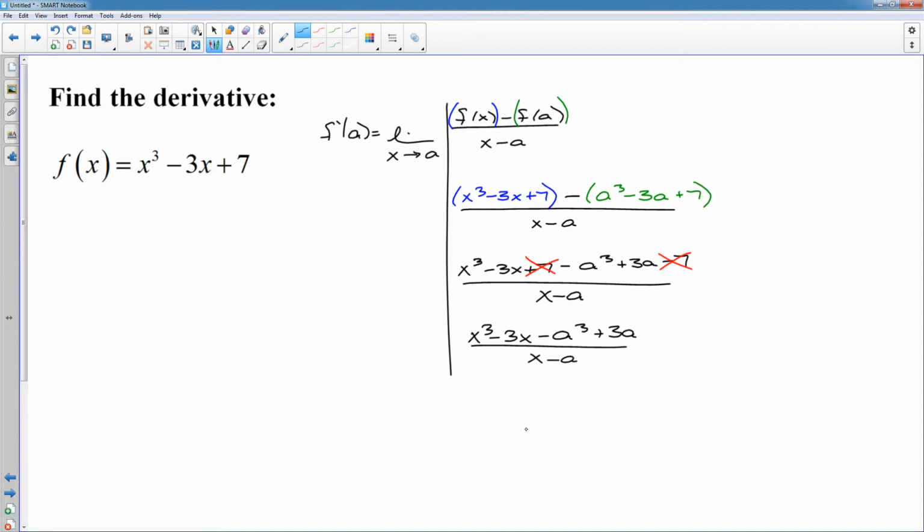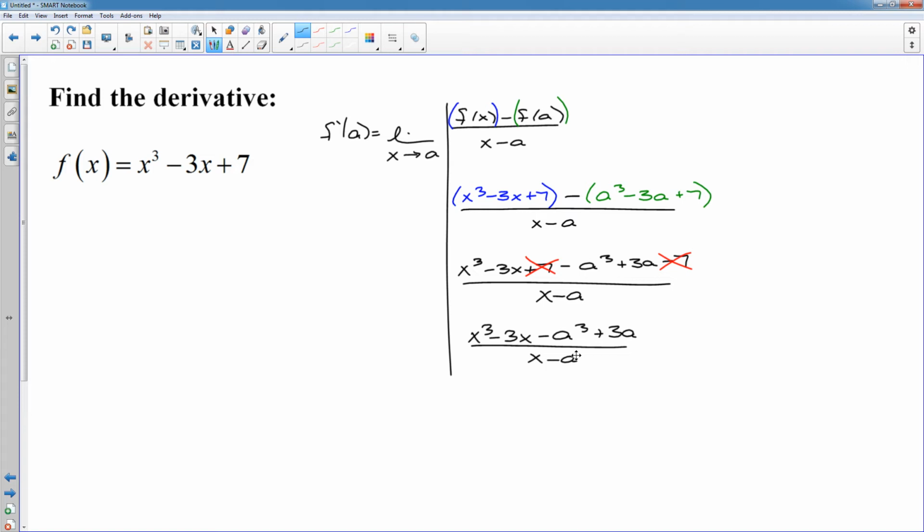Now this will factor and cancel, and you can actually factor this with grouping. You would have to rearrange the terms a little bit, but I'm going to show you another way, and I've shown this before. If I need to simplify these, if you're dividing by a simple x minus a, if we're doing the derivative of a polynomial, then you can always clean this up with synthetic division.